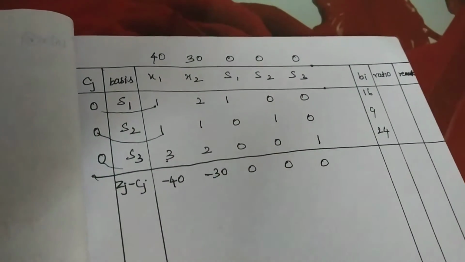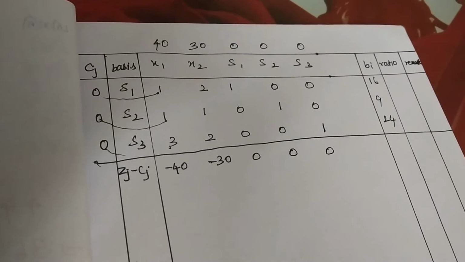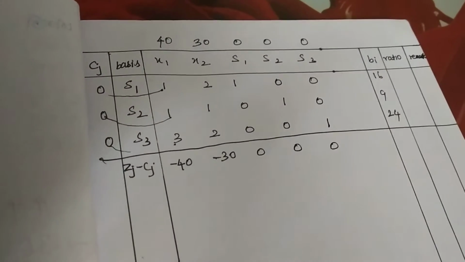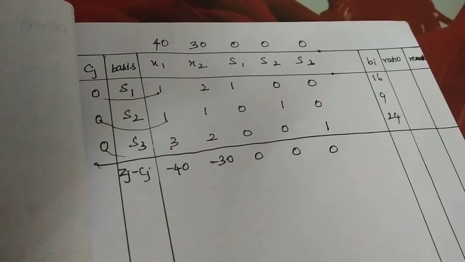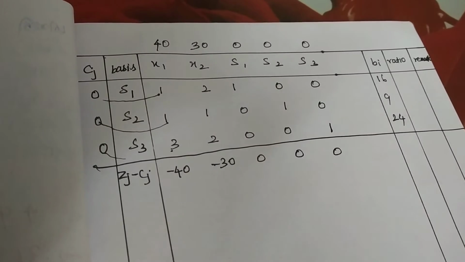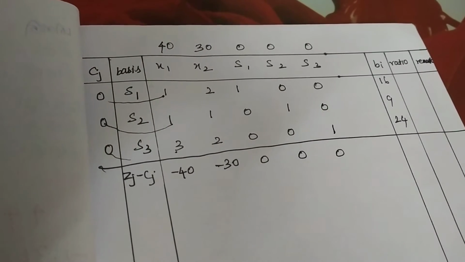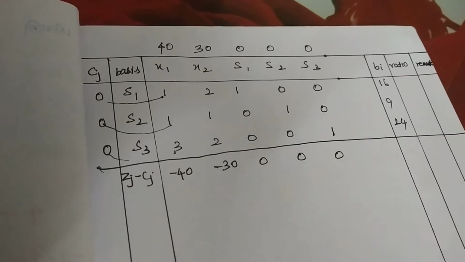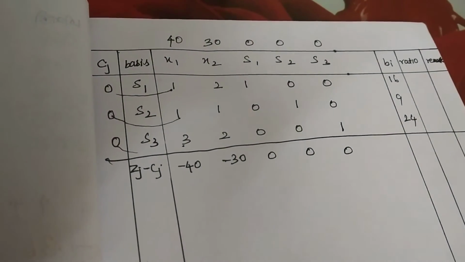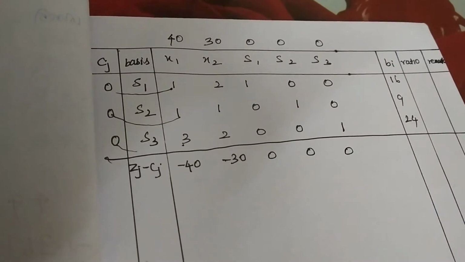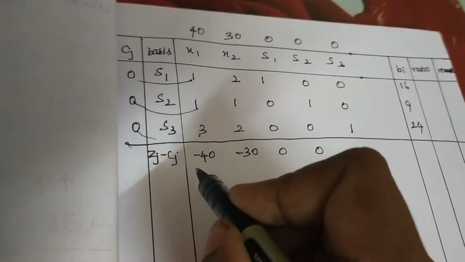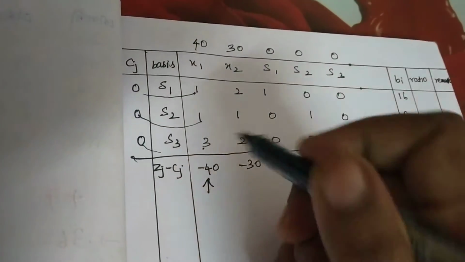Here Zj minus Cj should always be greater than or equal to 0. If it contains at least one negative number, or more than one negative number, we have to select the minimum number among these numbers. So here it is minus 40, minus 30, which means the most negative number is minus 40, that is the minimum number. So we have to select that element, the corresponding element.